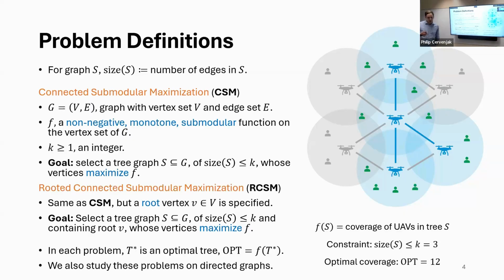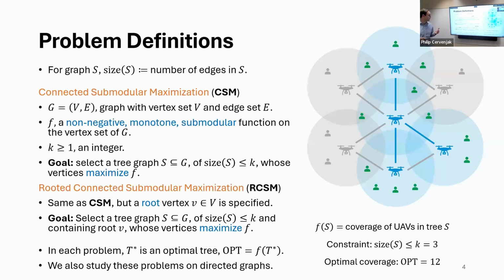And the actual problem or the goal is to select a tree that's a subgraph of the input, such that its size is at most k and whose vertices maximize the function. But we often just abuse notation and we just write the function applied to the actual graph itself.